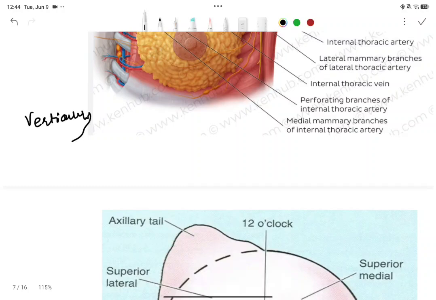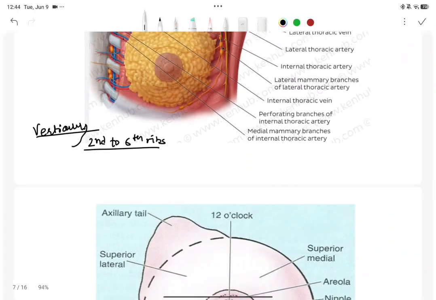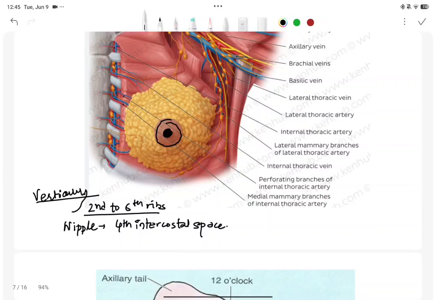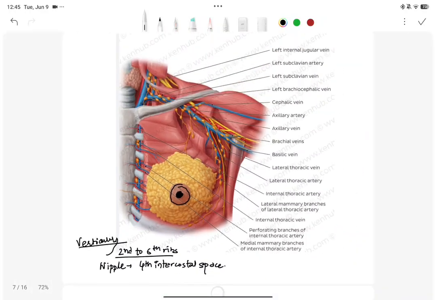Vertically it extends from the second to the sixth ribs. And this is the nipple, guys; this is the areola and this is the nipple. The nipple lies in the fourth intercostal space. And horizontally it lies from the sternal line.